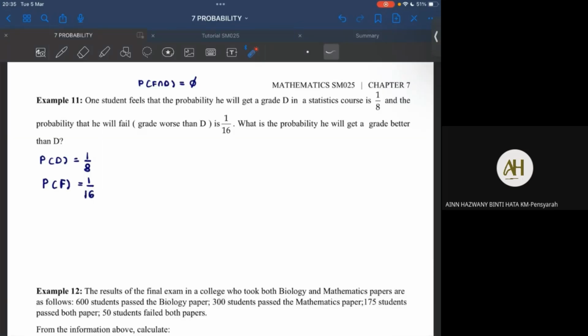Either A or B, neither A or B, A only, B only. Apa maksud what is the probability he will get a grade better than D? Neither. Neither. Yes, betul.